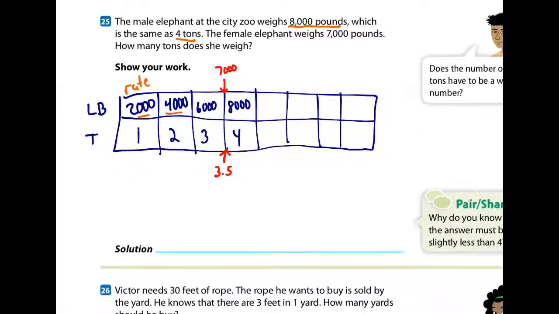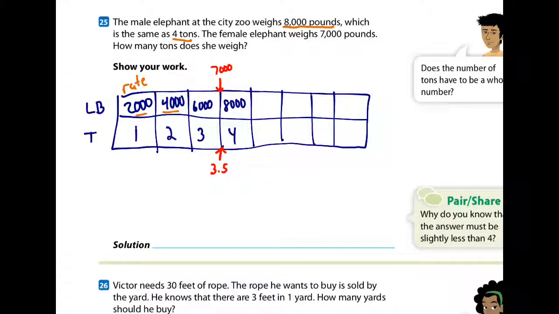So, my answer to this one, it says, how many tons does the elephant weigh? So, the answer would be 3 and a half tons. Okay, now remember that. You might not have done it that way. I just showed you with a ratio table how we can find the halfway point between 6,000 and 8,000. But if you have the answer, good. If you don't, pause it and fix it.